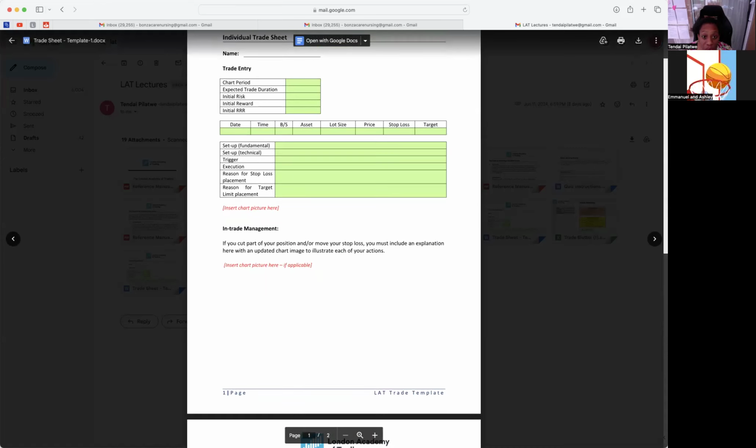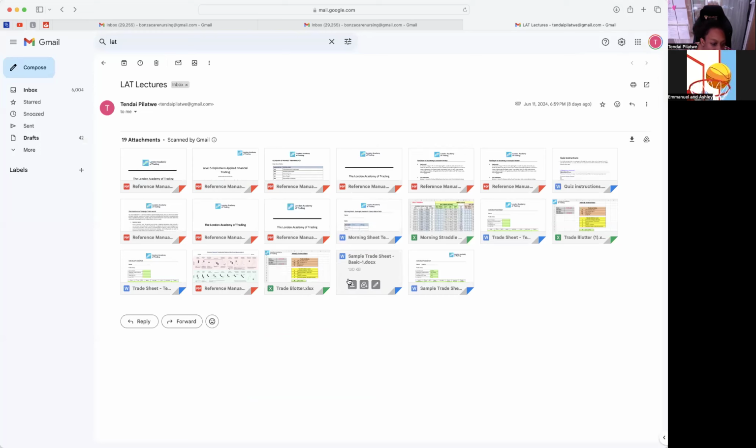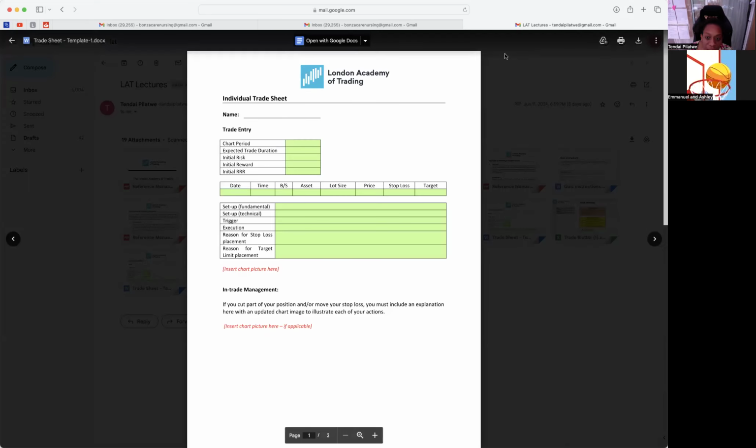So here's an example of a trade sheet. I'm going to download it, and I'm going to basically show you an example of a trade sheet. So this is a template that I have right now. And so I'm going to download the template, and then I'll show you how to fill out a trade sheet.